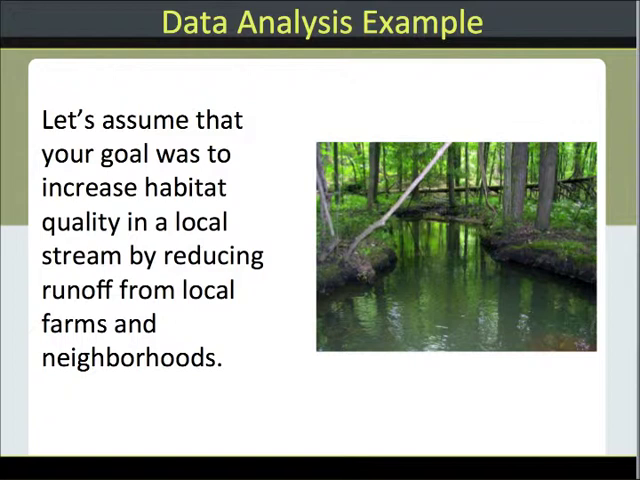Let's go through an example of some data analysis. We'll assume that your goal was to increase habitat quality in a local stream by reducing runoff from nearby farms and neighborhoods. This can be done through a number of methods, from educating local landowners to planting buffer zones of native plants to creating artificial wetlands or rain gardens.